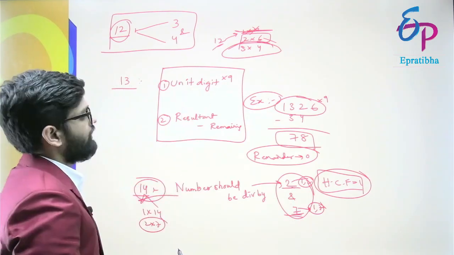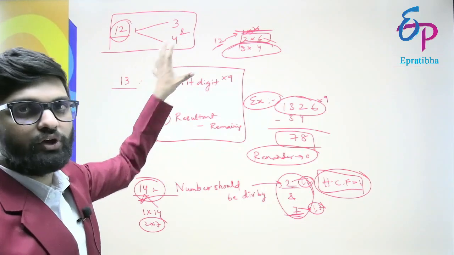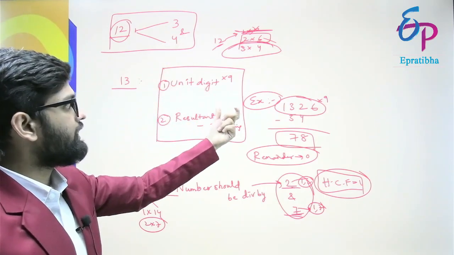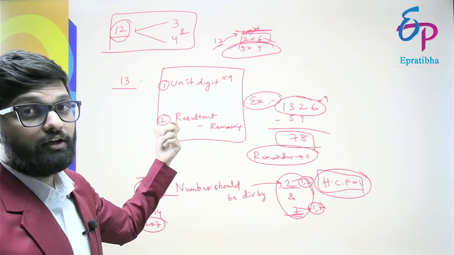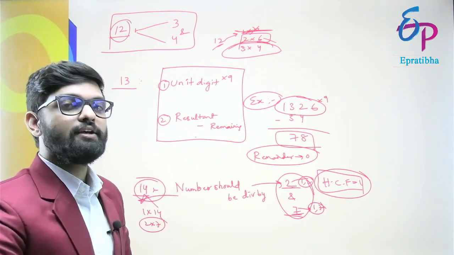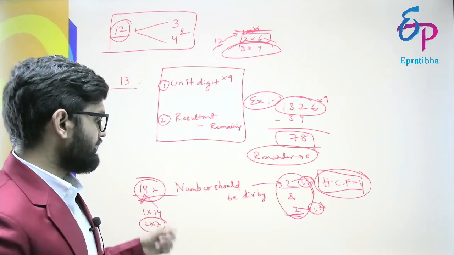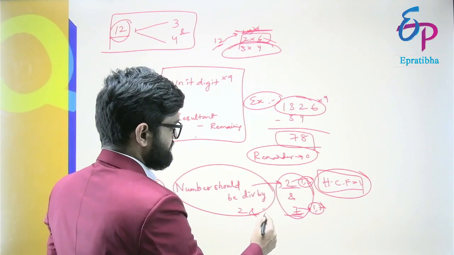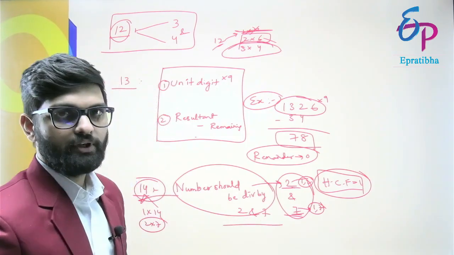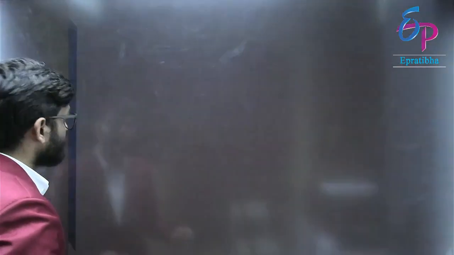Same like 12. 12 says 3 and 4. 13 says the unit digit should be multiplied with 9, and the second step is the resultant minus the remaining numbers. And 14 says the number should be divisible by both 2 and 7. Clear? Let's move on.